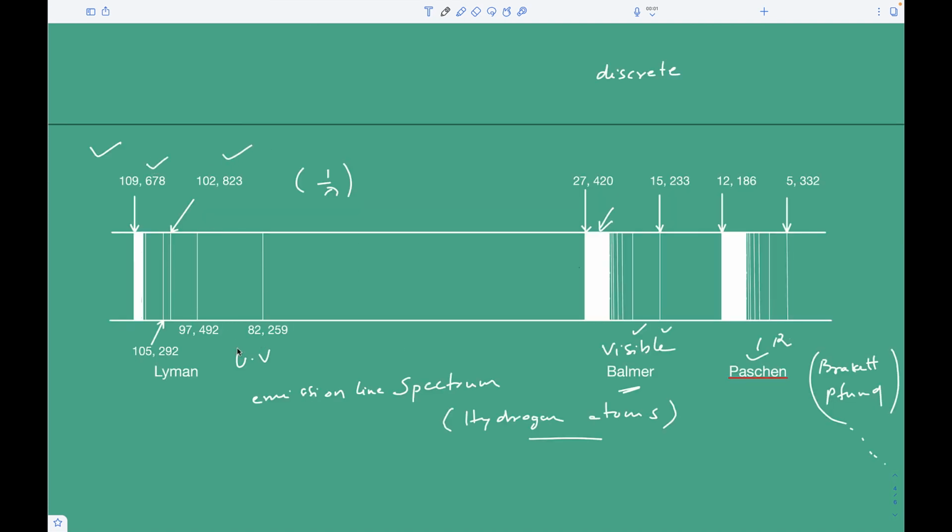Now look at these wave numbers. Do you see any pattern or relationship between these numbers? No, right? They appear pretty random. So based on these numbers, one would naturally think that hydrogen atoms are emitting electromagnetic waves of some random wavelengths, or that the emission of electromagnetic energy by hydrogen atoms is a random process, because there appears to be no pattern or relationship between these numbers.